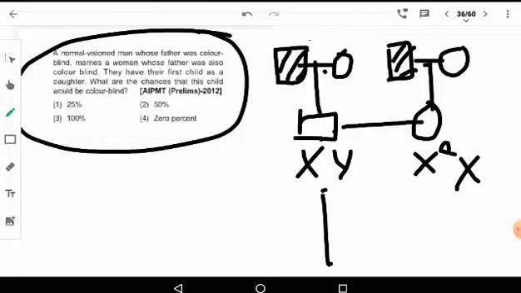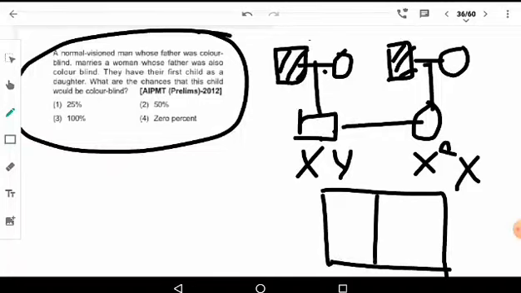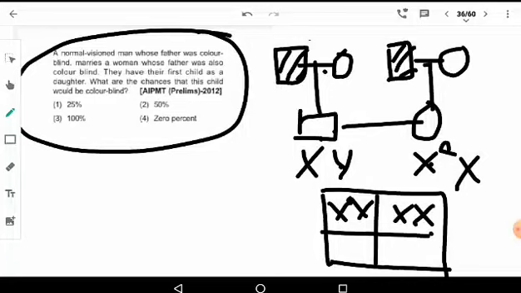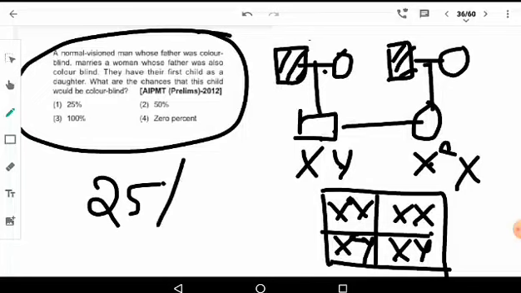Now, if I carry out the Punnett square, I can understand that it is XCX. Another possibility is XX. Another possibility is XCY. And another possibility is going to be XY. So how many percentage of the child will be colorblind? It is going to be 25 percentage, or 1 by 4th. So it is going to be option number 1.